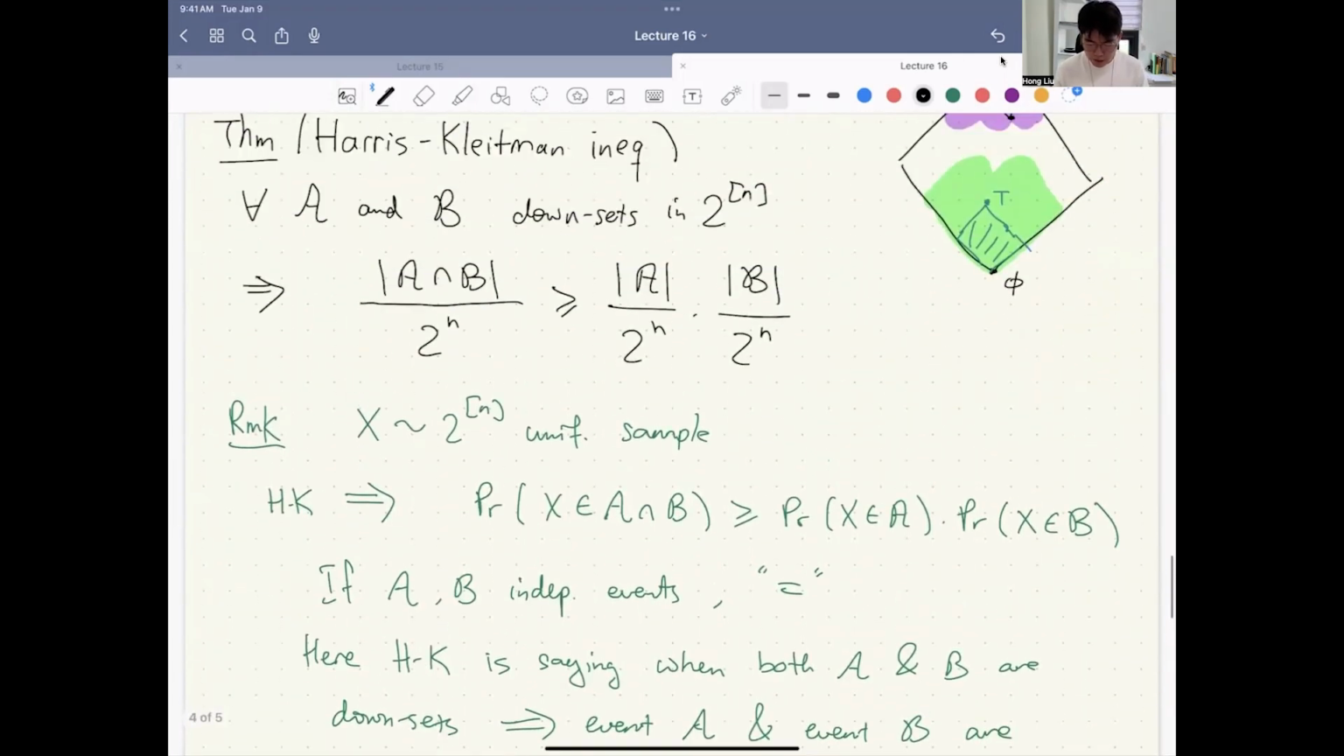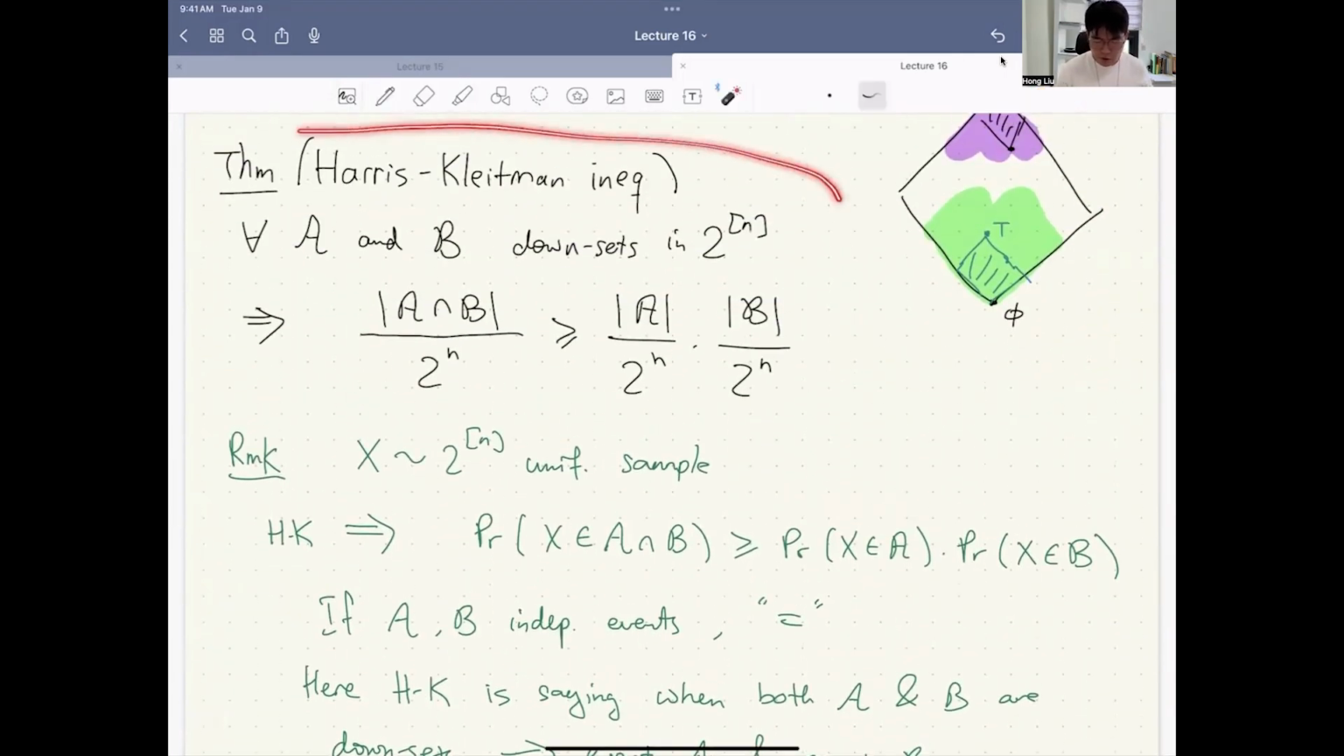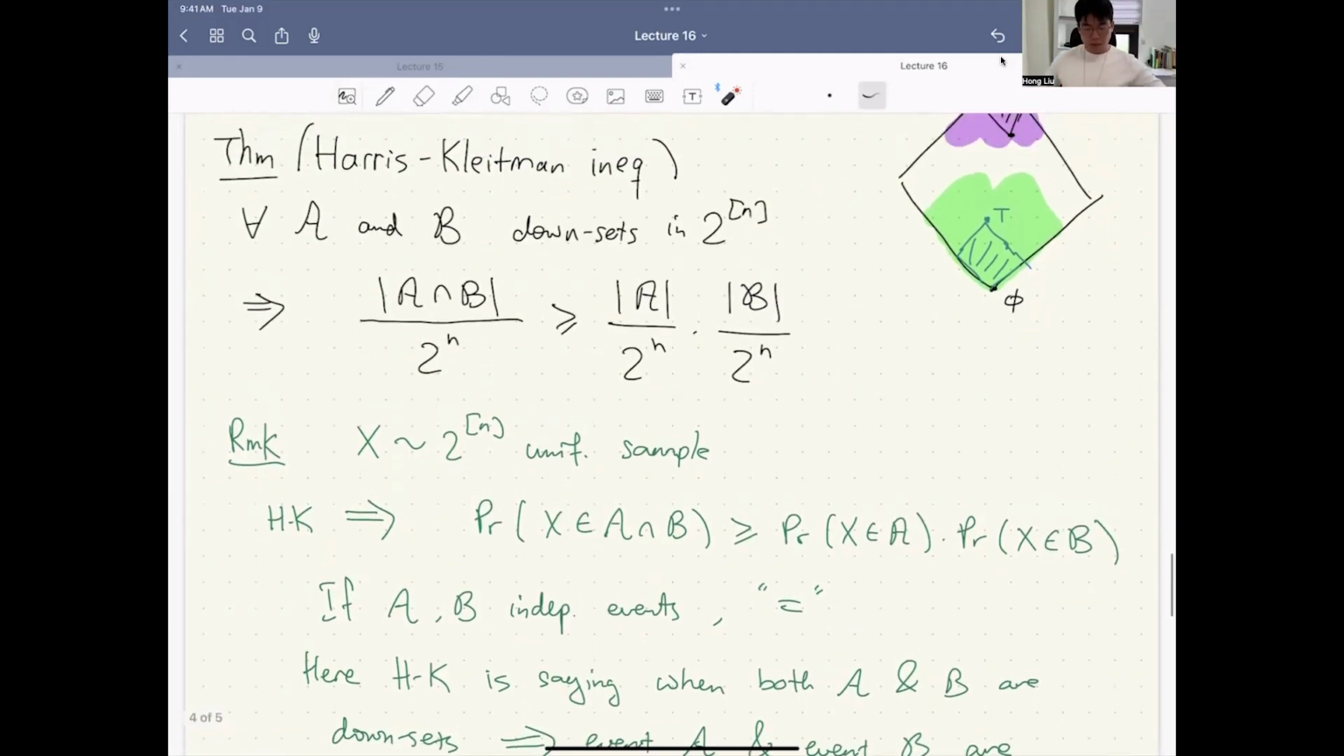So let's give a proof of Harris-Kleitman. This is a proof through induction, induction on n. Okay, let's write it.